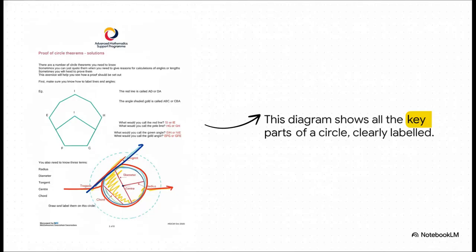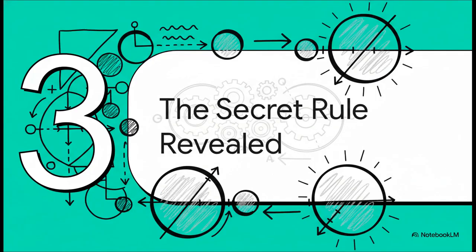And this diagram really puts it all into perspective. You can see the tangent just grazing the outside, the chord slicing through the middle, along with the other usual suspects like the radius and diameter. These are the basic building blocks we're playing with here. Okay, so we've met the characters, we've got our puzzle. Now it's time to reveal the secret weapon, the one rule that connects all these dots.